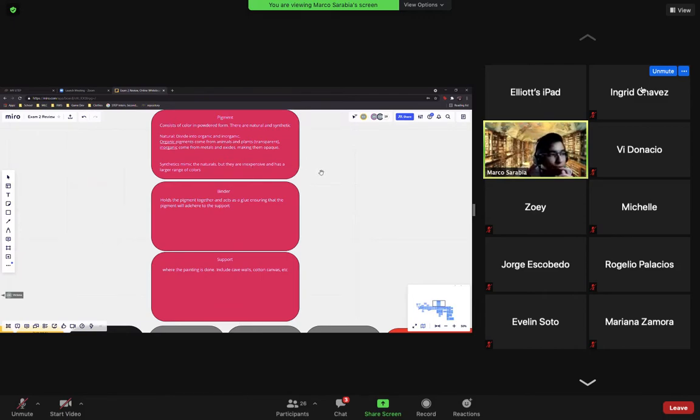So yeah, the first is what the artists are going to use to color their works of art. Now there are 2 categories: natural and synthetic. Naturals are just like the name says. They come from the earth. They're natural.